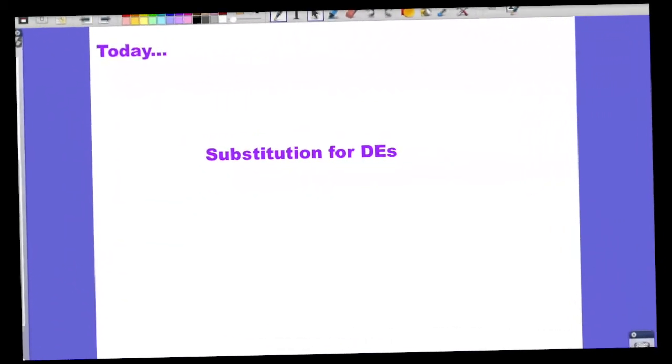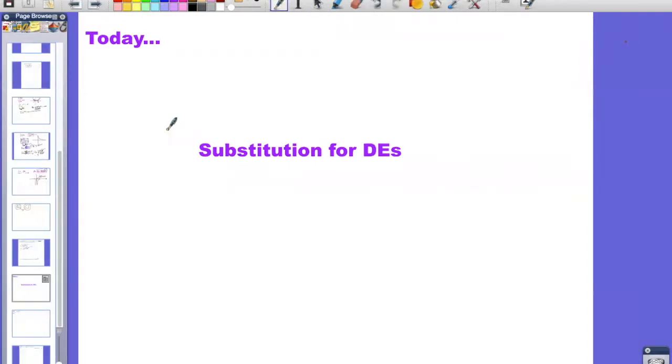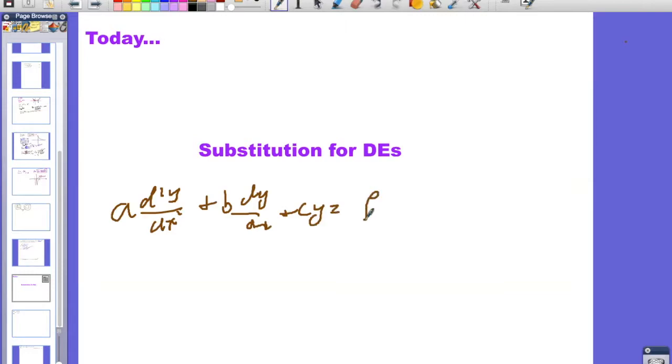Okay, we'll be looking at substitution methods for second order differential equations. For this, I'm just going to say we have solved differential equations of the form a d squared y on dx squared plus b dy dx plus cy equals some function of x.